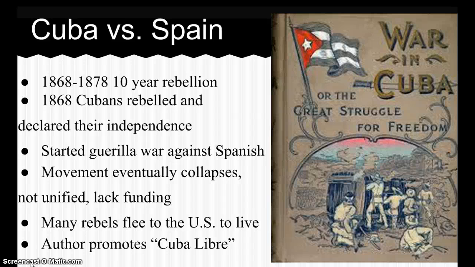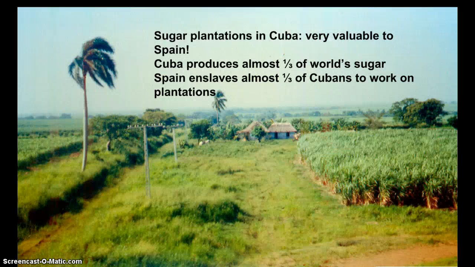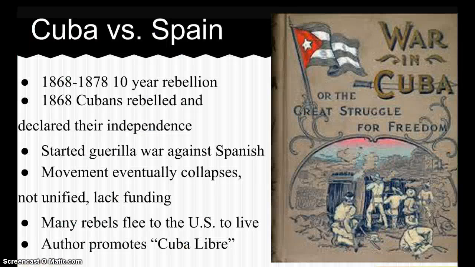It's important to note, guys, that until 1886, I think I have here, they enslaved 1/3. It's a huge amount of people. 1/3, guys, put down, of the Cubans were slaves on these plantations. That's a good bullet to put down. So as I said, it's very valuable, a huge economic investment. Spain does then abolish slavery, but the struggle continues.